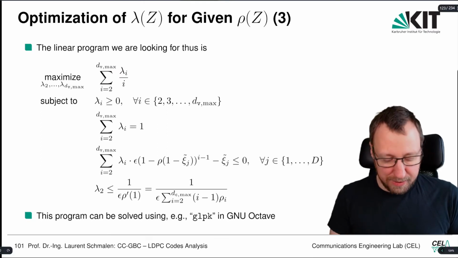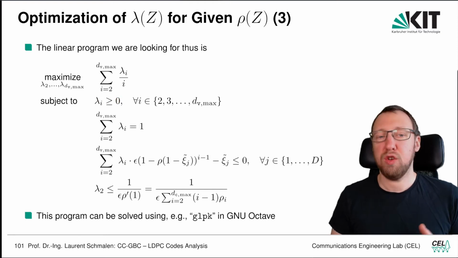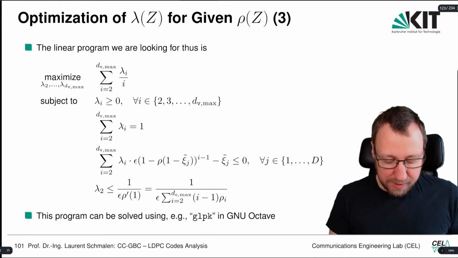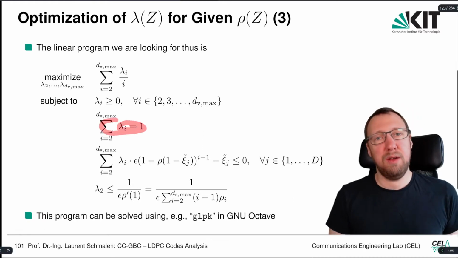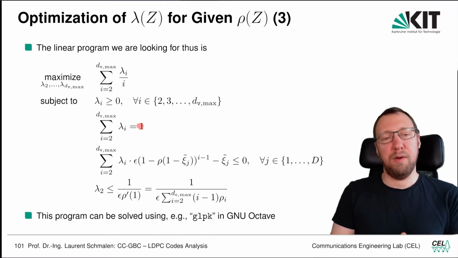The first constraint is that the lambda i's must be larger or equal than 0. If they are fractions, they cannot become negative. Then the sum of the lambda i's must be equal to 1. Again, they are fractions. The sum of all the fractions must be equal to the total, which is 1.